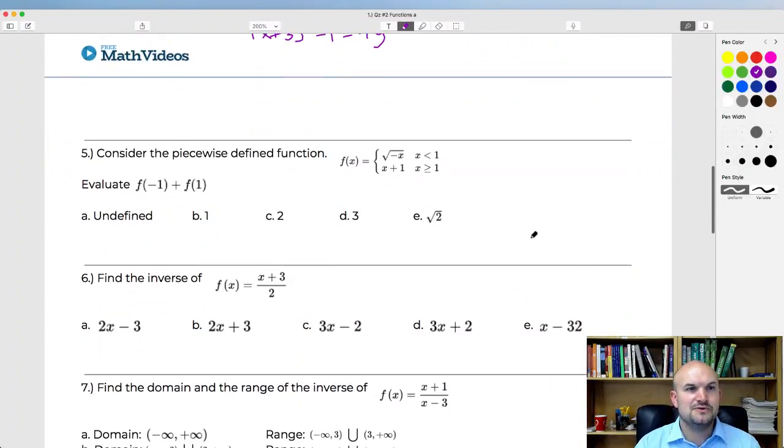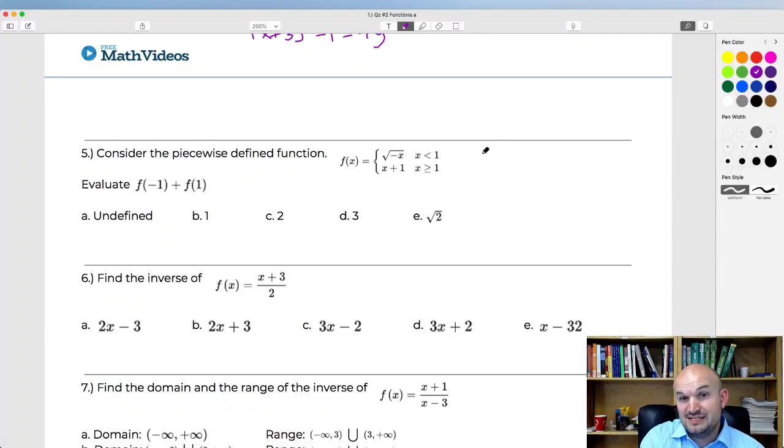All right, so now let's get into the multiple choice portion. In this example, it's saying consider the piecewise defined function. We have a piecewise function with f of x as the square root of negative x for x values less than 1, and x plus 1 for x values greater than or equal to 1. It says evaluate f of negative 1 plus f of 1.